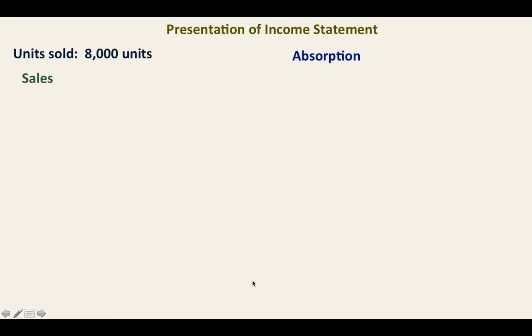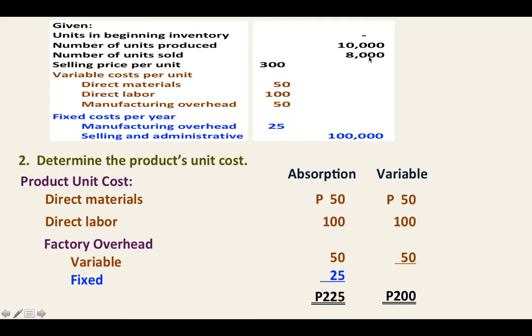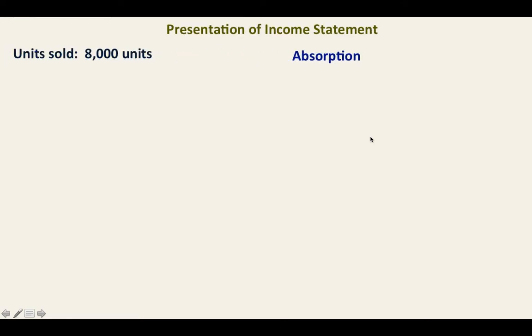Okay, ang hinihingi naman ngayon is income statement. So, under income statement, based on what is given, our unit sold is 8,000. So, gagawa tayo ng income statement for 8,000. Okay? So, yan ang unit sold natin, 8,000. Under absorption costing, so our sales sa given is 300 per unit. So, under absorption costing, the sales will be 8,000 times 300 per unit will give you 2.4 million.